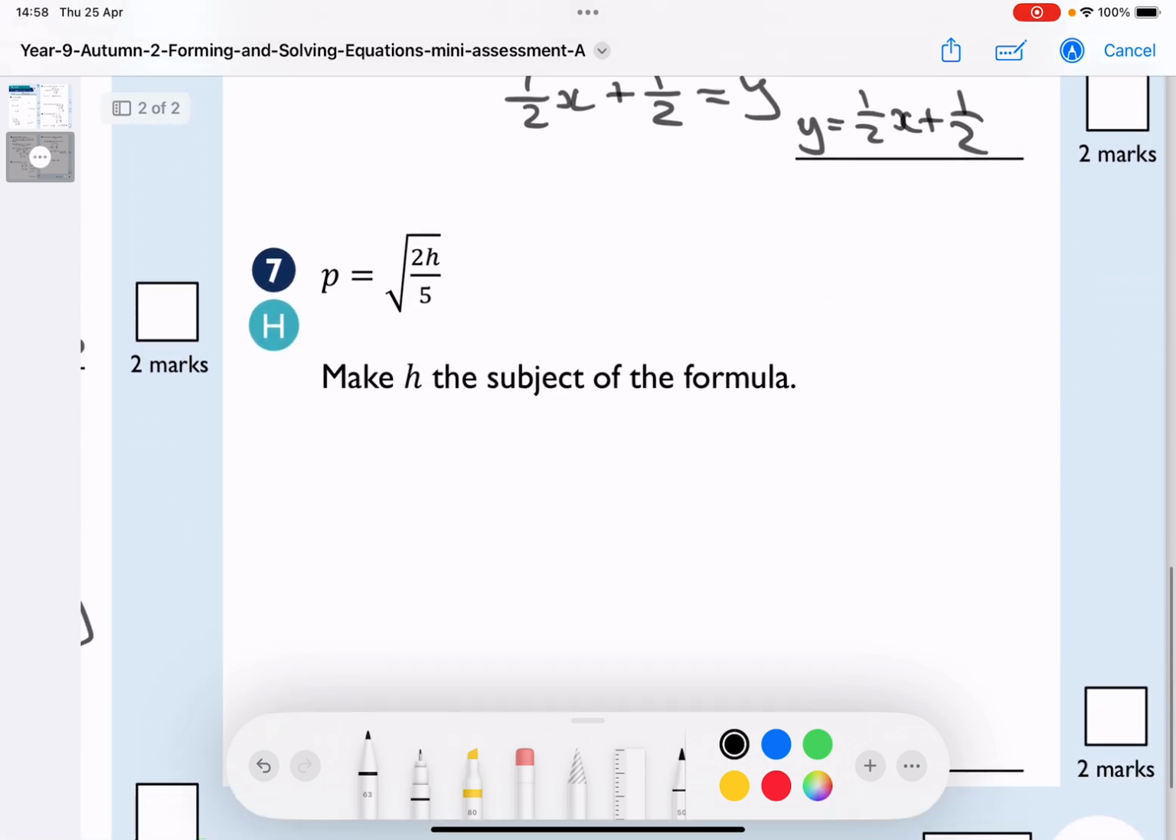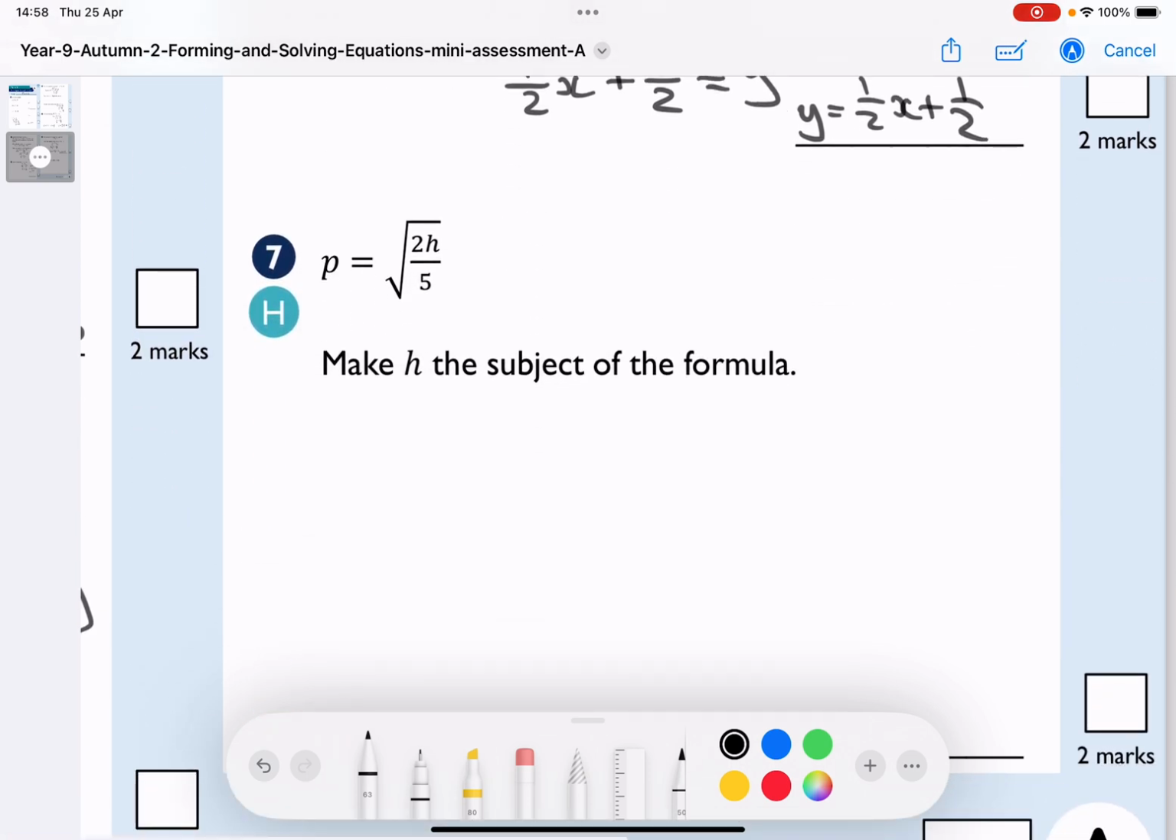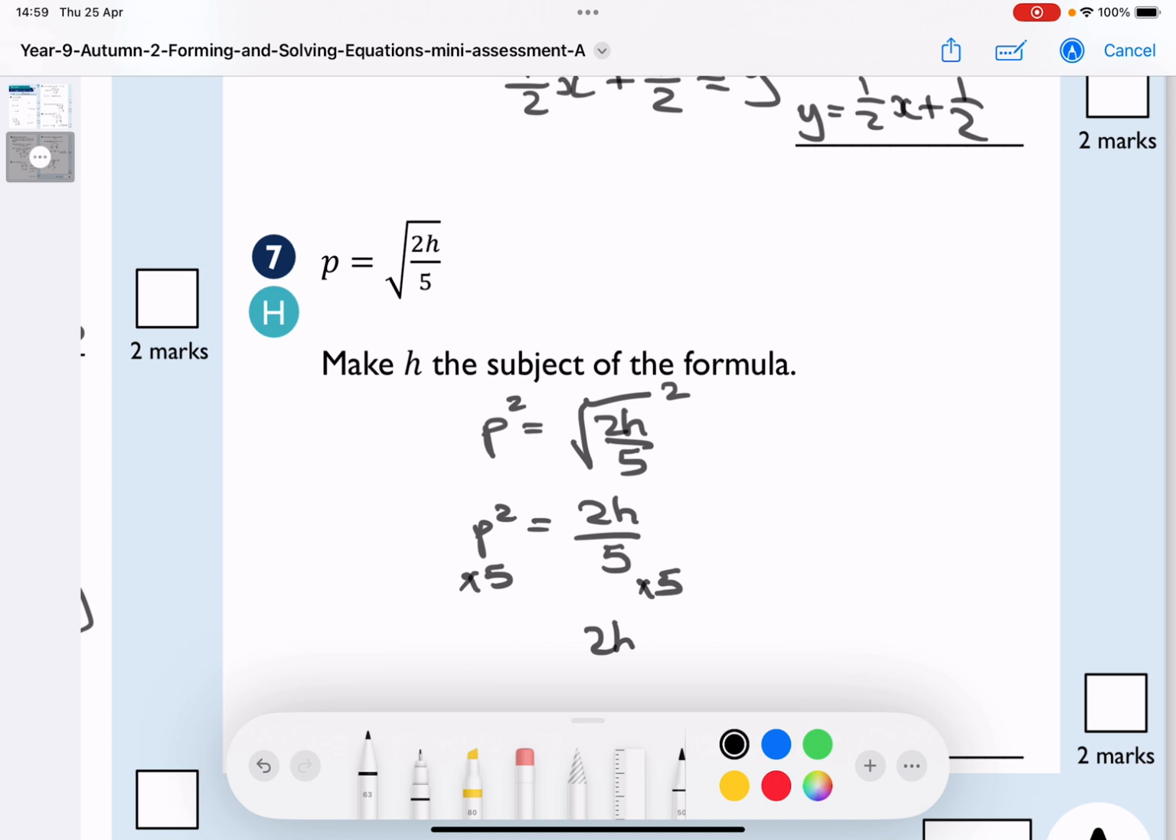And finally, make h the subject of the formula. The first thing I can see is this big square root. So if I write that down, I've got the big square root 2h divided by 5. I need to get rid of the big square root, and we do that by squaring. So what I've got is p squared equals 2h divided by 5. I personally always get rid of the divide, and I'm going to do that by multiplying.